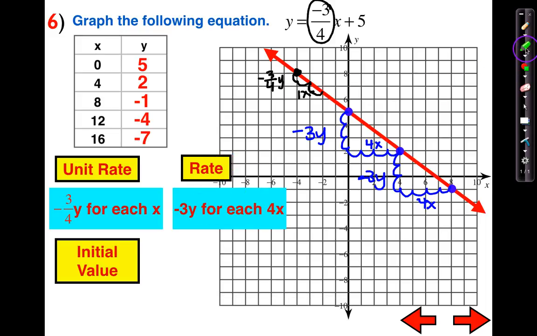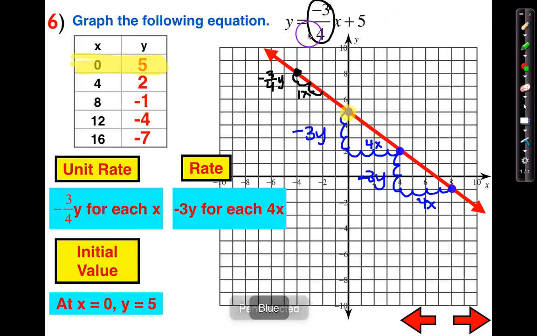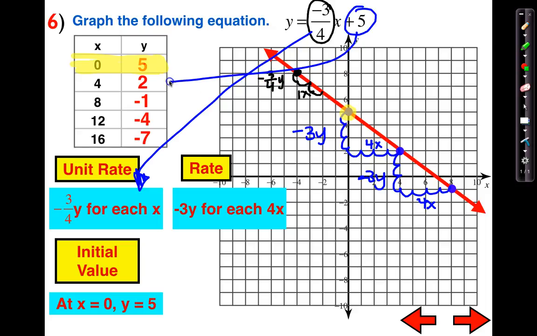Now initial values, here you can find it in your table. At x equals 0, y is 5. Or you can say, based off of this graph, at x equals 0, y equals 5. Both methods are going to give you the same answer. So I'm going to go ahead and write that down. X equals 0, y equals 5. Once more, let's make the connection that this is the unit rate. And this number here is the initial value.